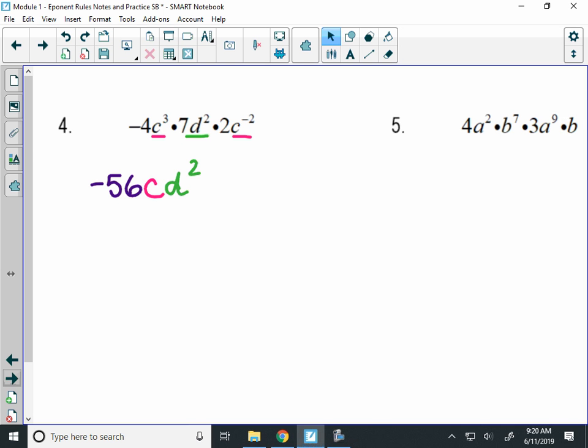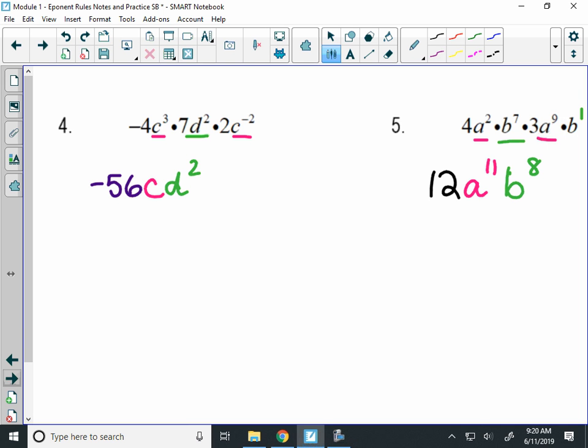All right, number 5. Deal with the 4 and the 3, which multiplies to 12. Here for a, I have a squared and a to the 9th. Those add to a to the 11th. And for b, I have b to the 7th and b to the 1st, which is b to the 8th.